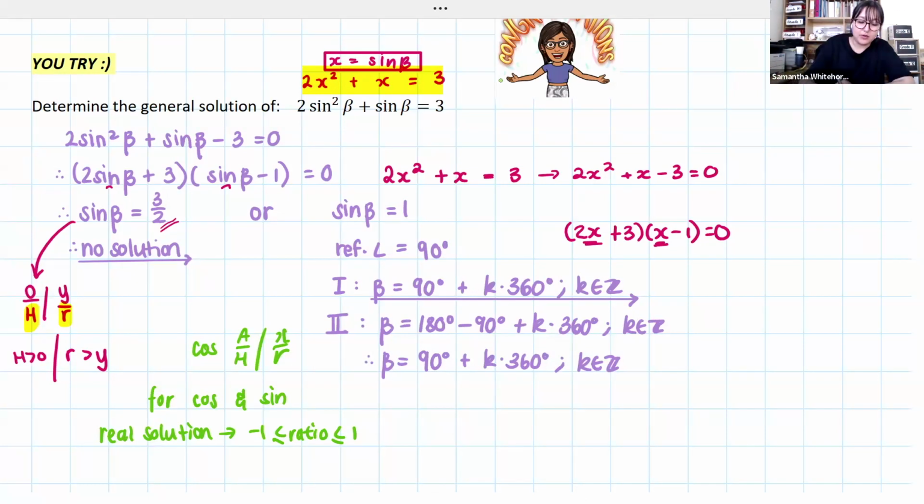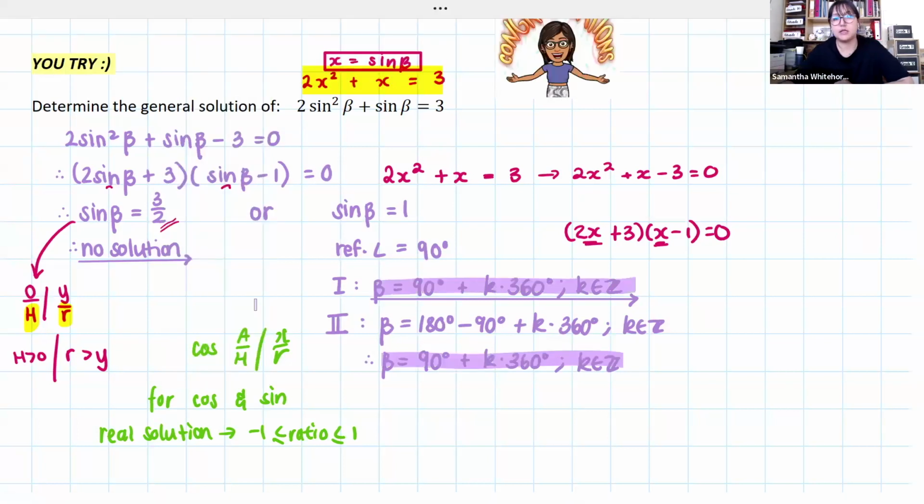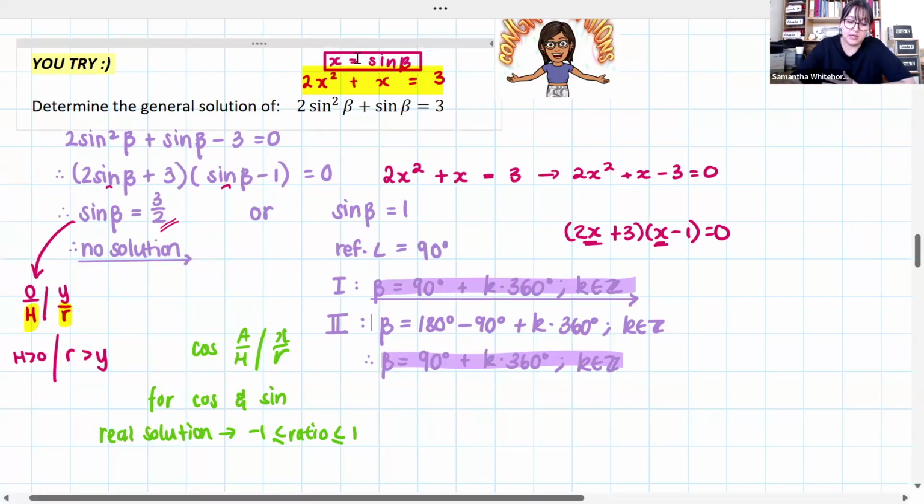And once again, hopefully what you realized is that you end up with the same solution. So in both cases, you've got 90 plus k times 360. You don't have to write it twice. If you do, it doesn't matter, but you don't have to. It's exactly the same solution. So if you did write it twice, no problem whatsoever. If you didn't write it twice, it's also absolutely fine. It is the same solution.